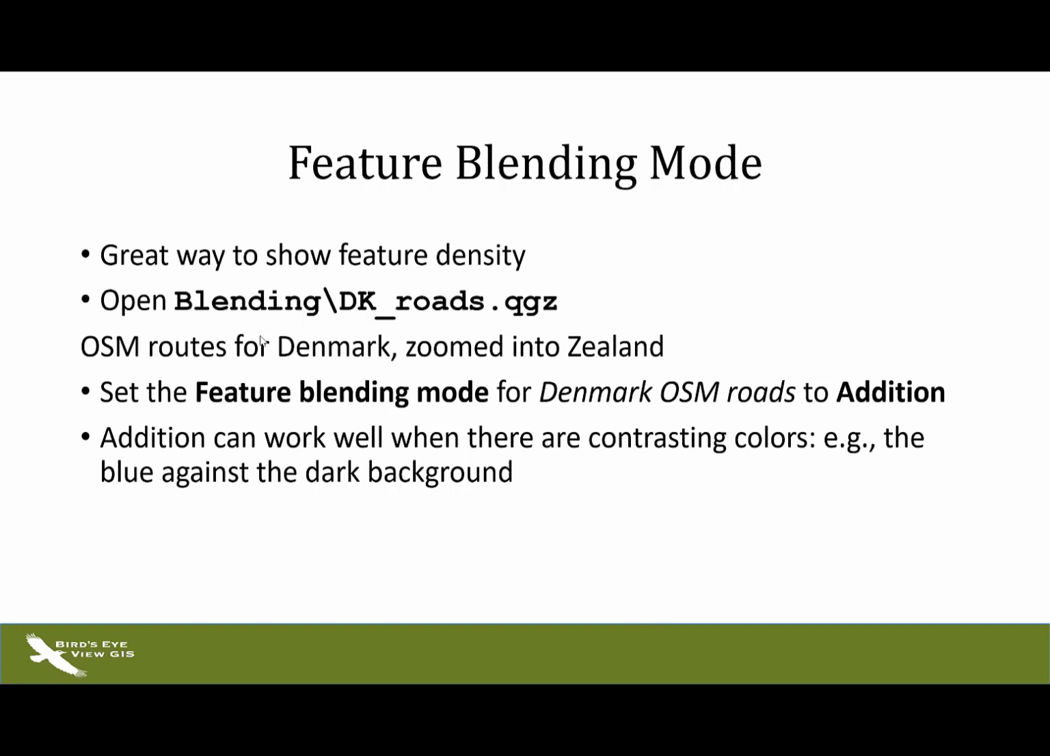This one's called DK Roads. DK in this case stands for Denmark. I taught a workshop at a couple of the QGIS conferences that were in Denmark in recent years, and I set this up for that. When we open this up, we're looking at the part of Denmark where Copenhagen is located. We have a dark background and all the OpenStreetMap roads for Denmark shown in dark blue.